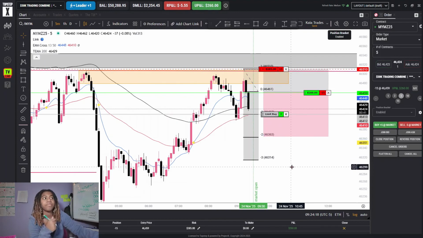TP2 is what we're striving for. We're just going to leave a runner. At TP2, we might take off some more contracts. So we'll see what happens here. Looks like we're about to hit right now. So I'm loving that.